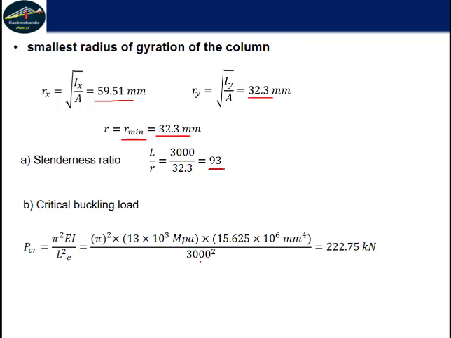Therefore, the effective length is already 3 meters. Substituting the values, the critical load comes out to 222.75 kilonewton. Next, C asks for the critical buckling stress. Critical buckling stress is equal to force over area. In general, the force we use here is the critical load, therefore sigma critical equals P critical over area. Substituting the values, sigma critical comes to 14.85 megapascal. I hope you understood this, thank you.